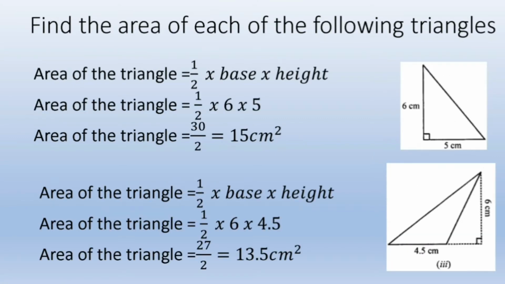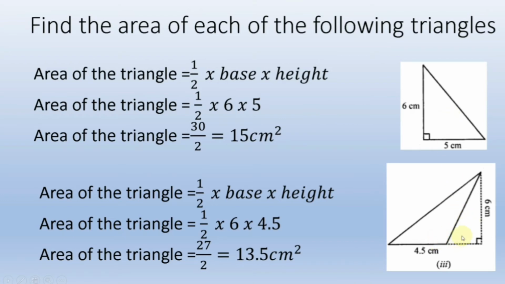Now next question, find the area of each of the following triangles. Here I have taken two triangles. First is the right angle triangle. So this is your height and this is your base. So half into base into height. So half into 6 as height and 5 as base. Now multiplying 30 by 2, that is 15 centimeter square will be the area of this.